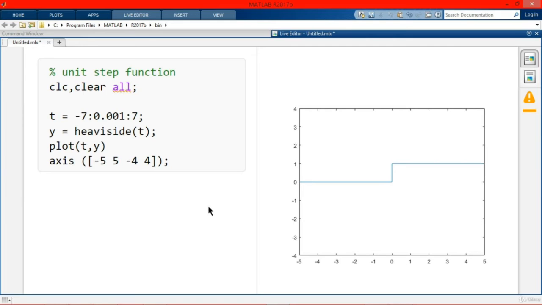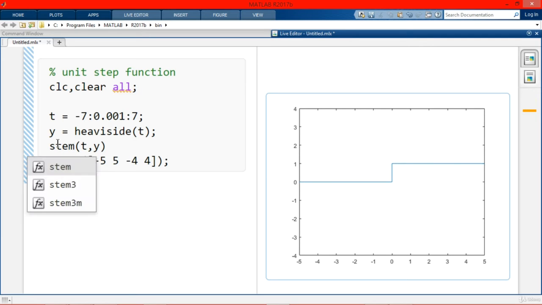Similarly, if you want to plot this for discrete time, simply replace plot with stem, as we have discussed before. This stem command is used to plot discrete signals, and now run the code again.